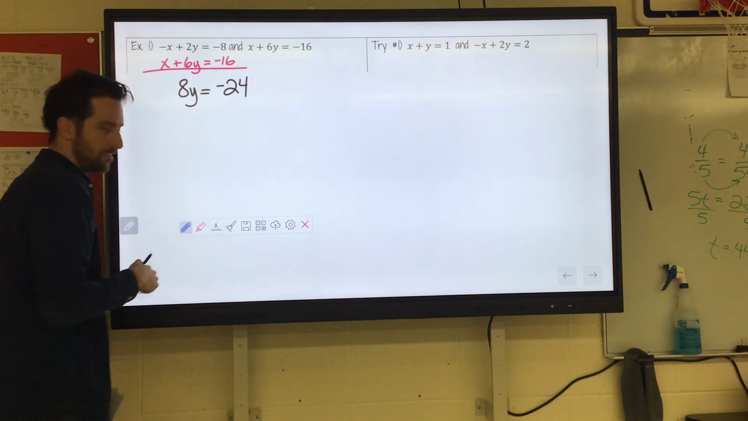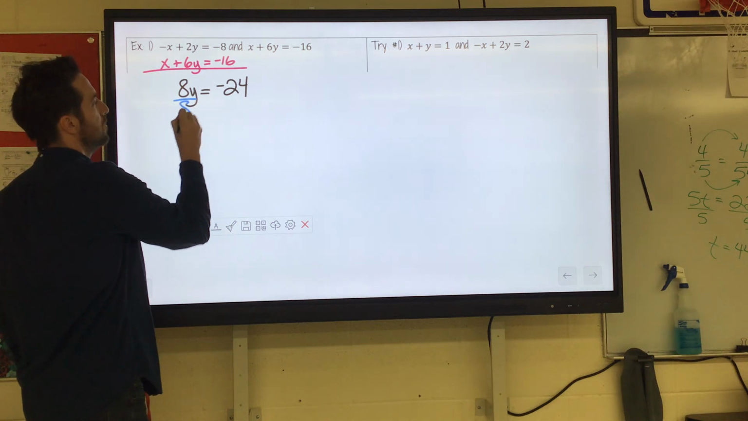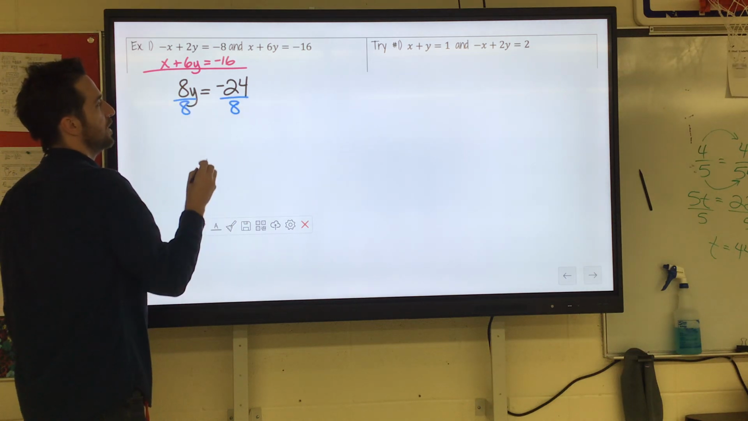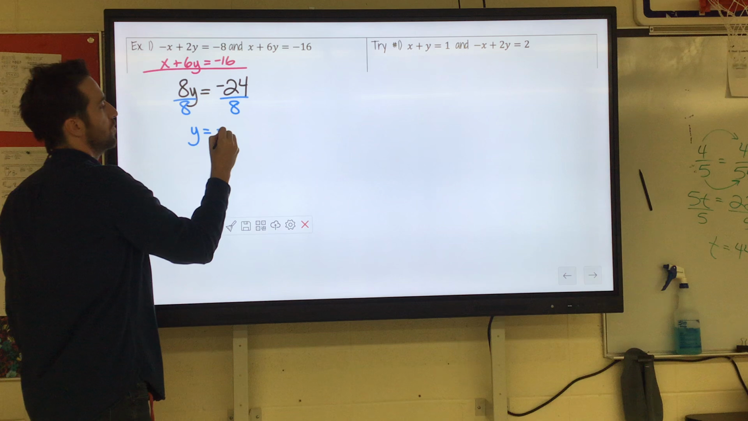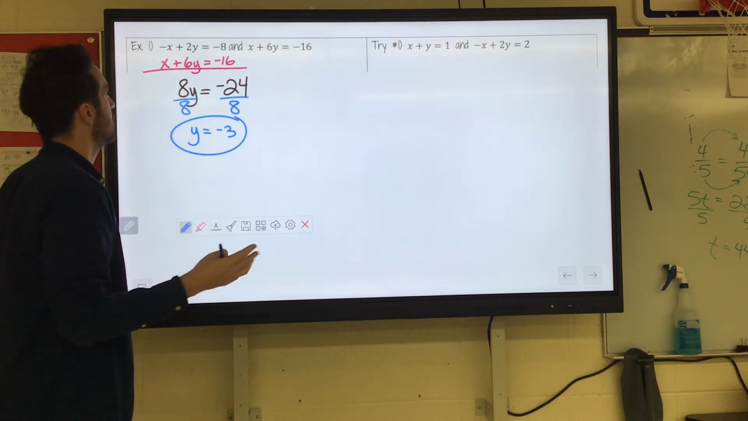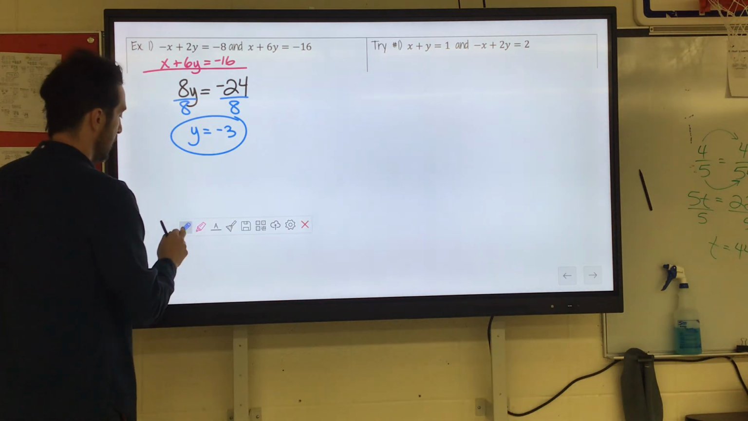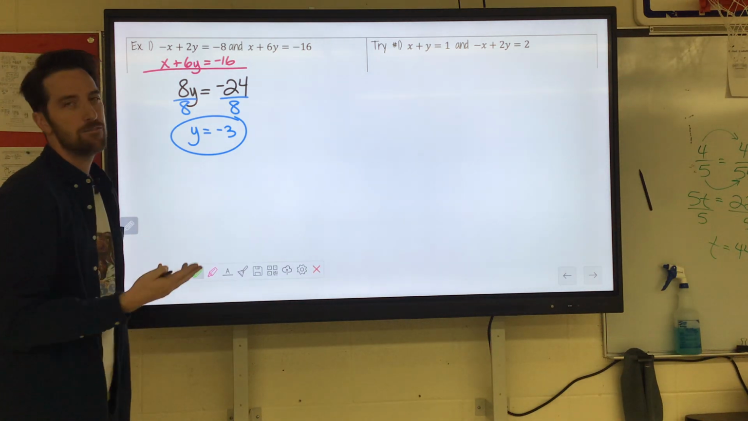Oh my goodness, that's a one-step equation. 8 times y, so we're going to undo that by dividing both sides by 8. Y equals negative 3. We have half of our coordinate. We just need the x. So we're going to substitute in. You can use either equation. I always say look for which one looks easier for you to solve.